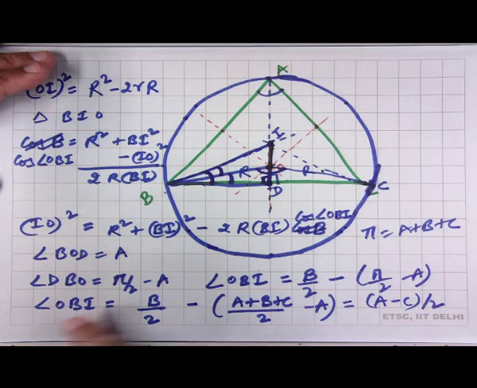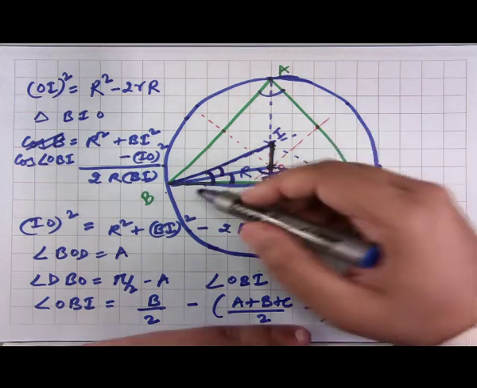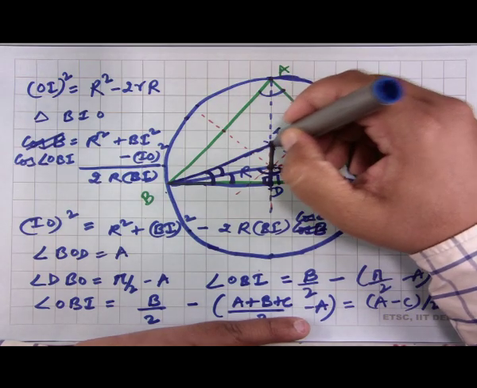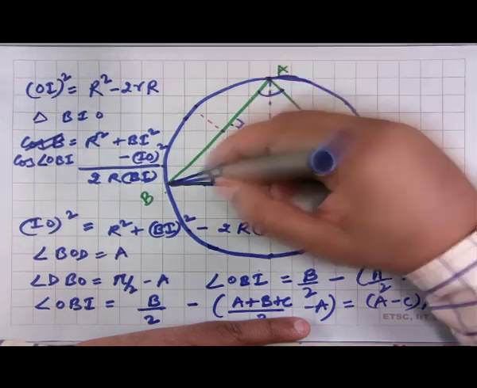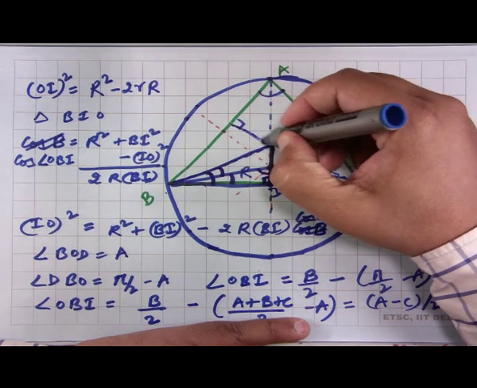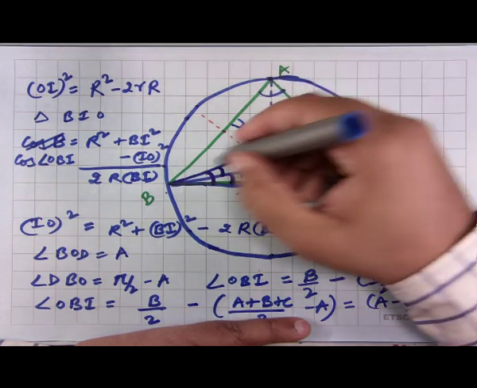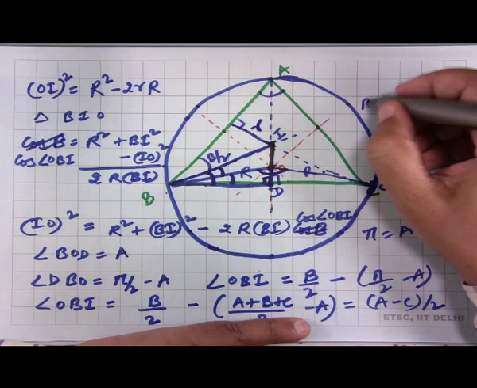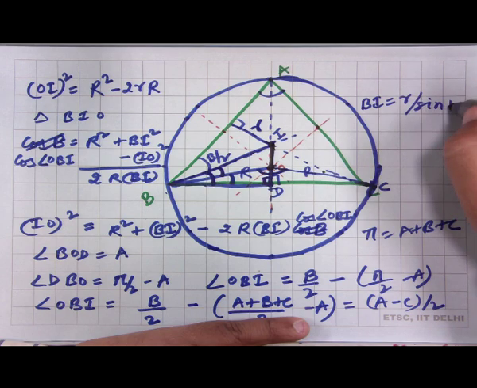So, we have already found angle OBI, so we are going to use that here. We still need to find an expression for this length BI. For that, we drop a perpendicular from the in-center I to the side AB, then clearly this length is equal to the inradius r, and since this angle is B by 2, it follows that BI is equal to r over sine of B by 2.